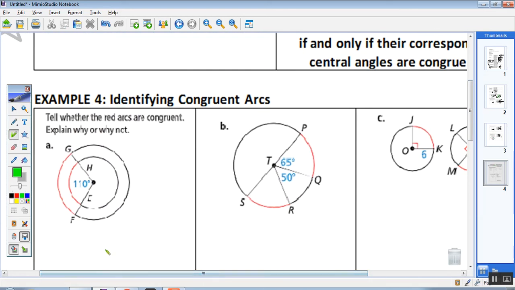Up here in example 4, it says identifying congruent arcs. It says tell whether the red arcs are congruent, explain why or why not. First of all, is the measure the same of each arc? There are two arcs, G to F and then H to, is that a C right there in your notes? It's an E. Okay, so GF and HE.